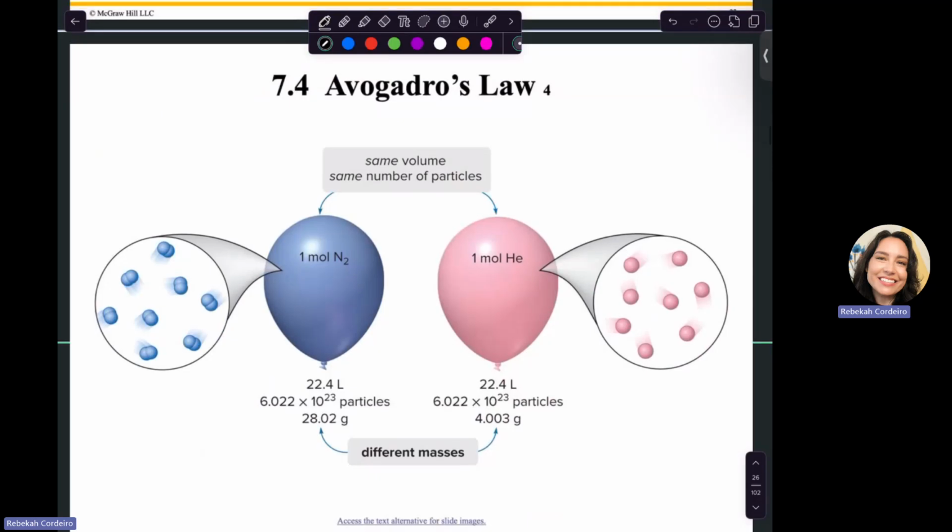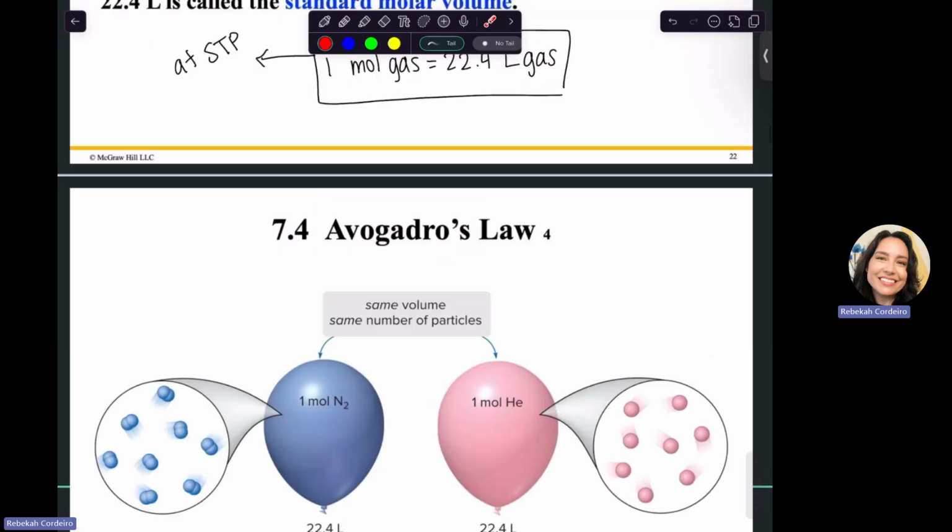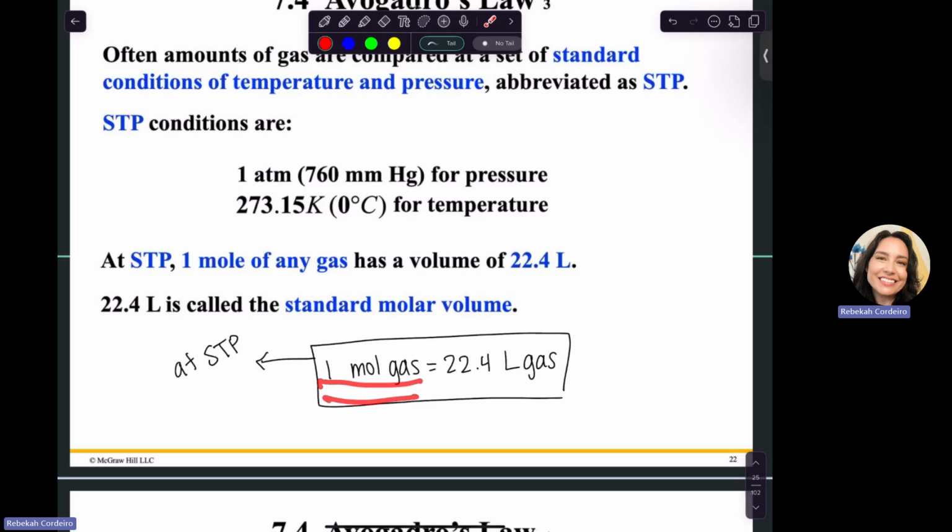And so Avogadro's law is where we get Avogadro's number from, or where Avogadro got Avogadro's number from, because even though they're at different masses, they both contain the same number of particles. And so that's where we get the mole from, essentially.